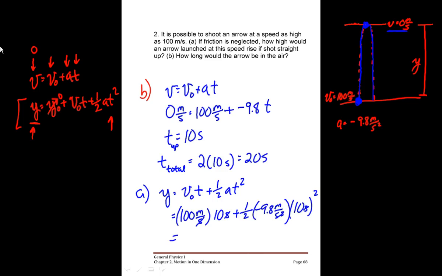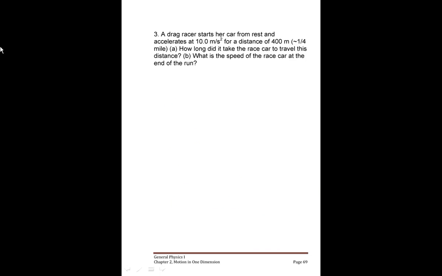minus 490. That's 510 meters. You can shoot at 510 meters, more than 5 football fields straight up in the air. This is a good example of a two-step question. You have to figure out what is one variable in order to find the other variable. We'll see that in other problems as well.